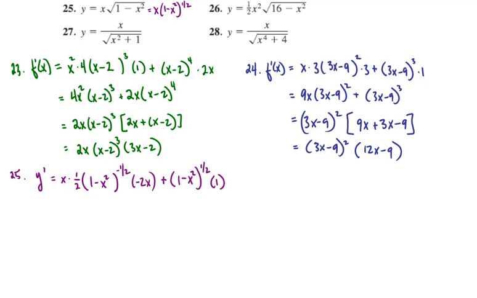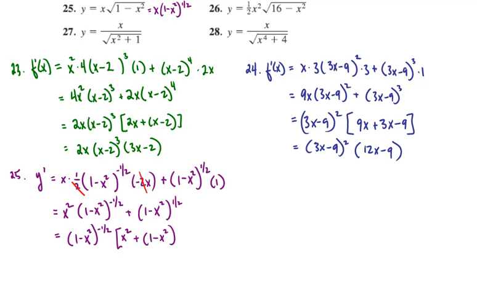Now we're going to simplify it. In the first term, the 2's will cancel, but we'll still have x squared, then times 1 minus x squared to the negative 1/2. From there, it's plus 1 minus x squared to the 1/2. We're going to factor out the greatest common factor, which when we have negative exponents is going to be the largest negative exponent, which would be 1 minus x squared to the negative 1/2. Then that leaves x squared plus quantity 1 minus x squared.